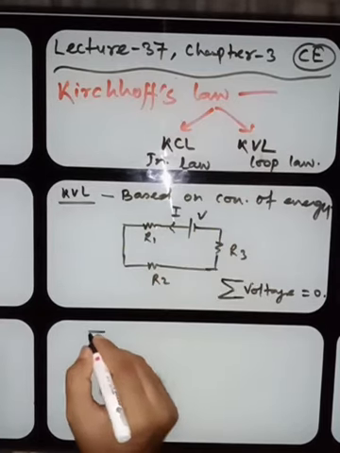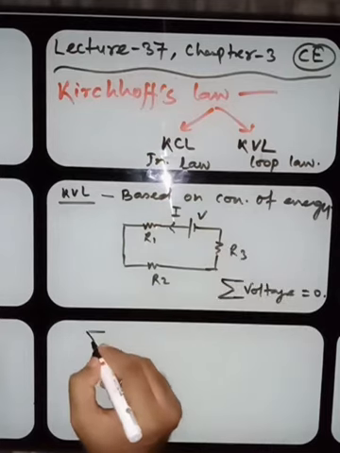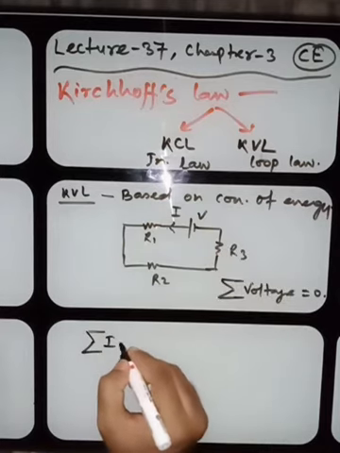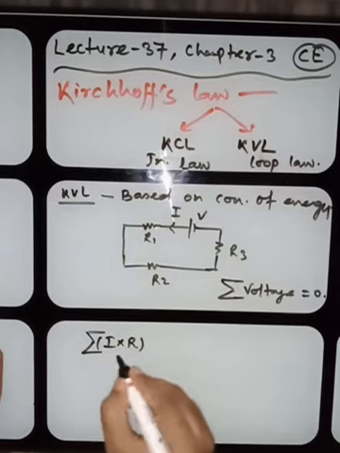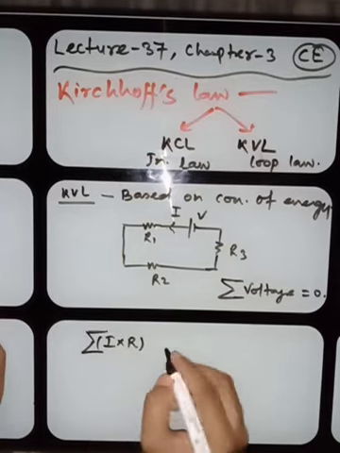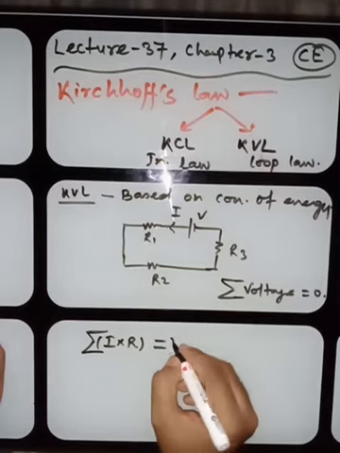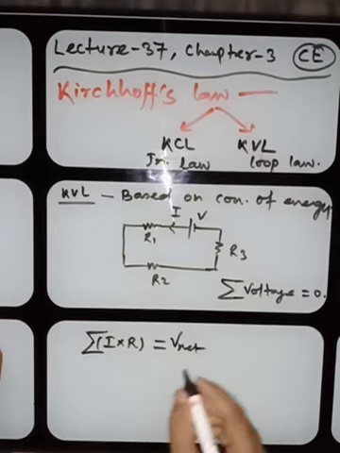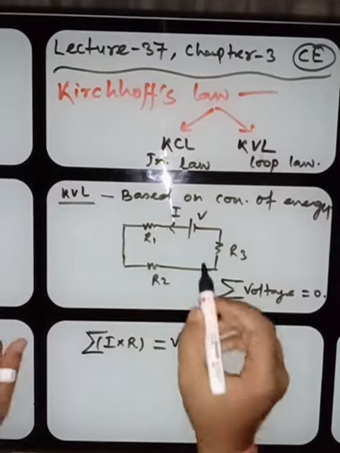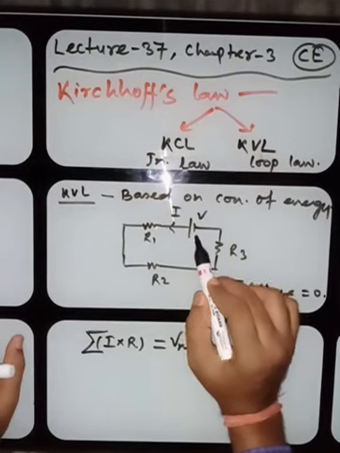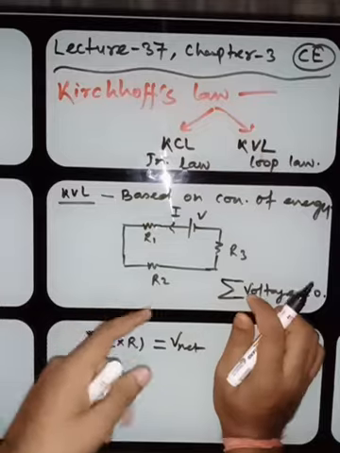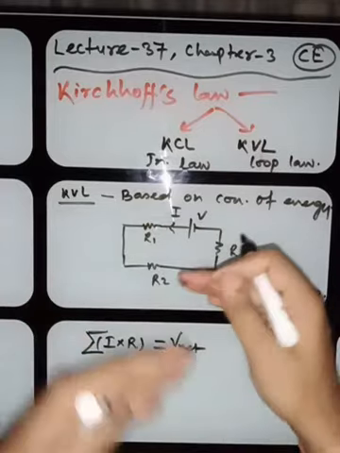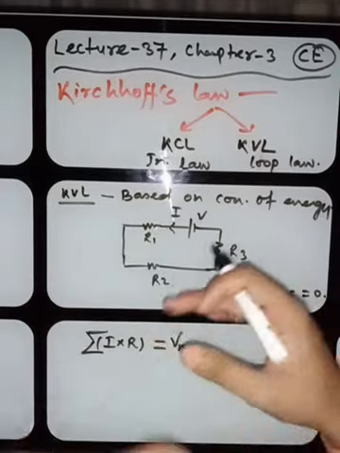Since here we are using only resistance, the voltage will drop in terms of I and R. So the sum of I into R must be equal to the net voltage of the circuit. Why are we using the net voltage here? Because here we have only one cell. If there are a number of cells, two or three, then we will connect all the cells to get V net. We will study how to find V net in a combination of cells.